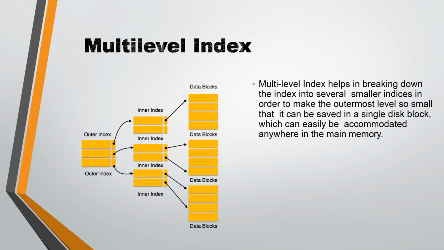This is the figure which indicates a multi-level index. A multi-level index helps in breaking down the index into several smaller indices in order to make the outermost level so small that it can be saved in a single disk block, which can be easily accommodated anywhere in the memory.